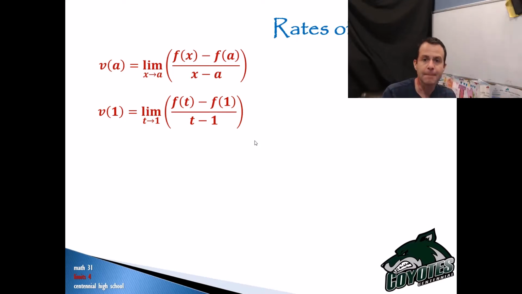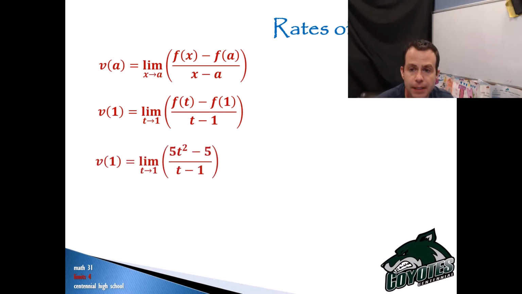Okay, all right, so f of t is 5t squared. And then f of 1 was 5. So I end up with (5t squared minus 5) all over (t minus 1). Now I can't do direct substitution right now. The t minus 1 is in the way. So let's do some factoring.